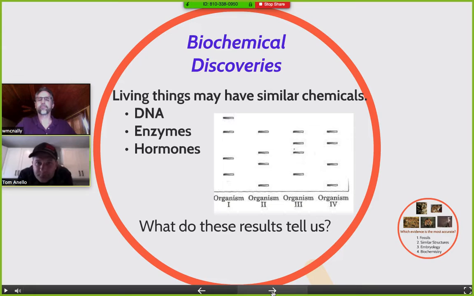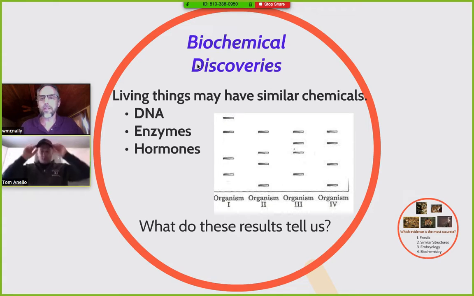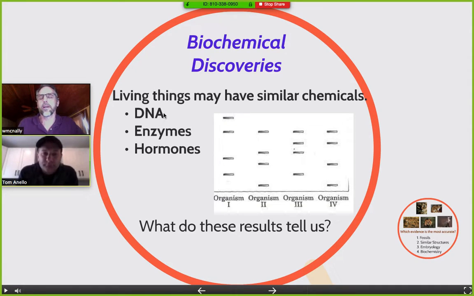Sounds good. And then the most recent evidence we have for evolution is biochemical discoveries. And as you know, back in the 1950s, they did discover the DNA molecule. And from there, they've learned that DNA is the template for building things like enzymes and hormones. So this is called biochemical evidence that we can look at now. We weren't able to do that in the past, but in modern science we can.